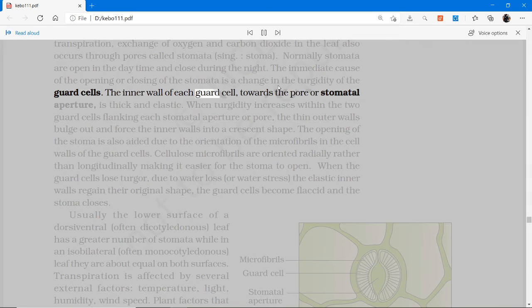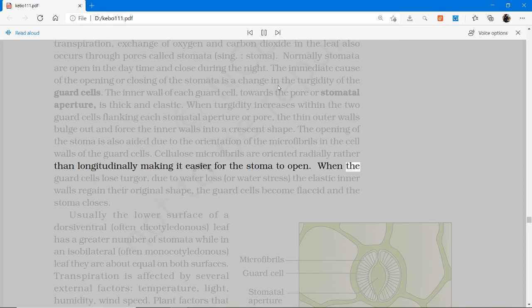The inner wall of each guard cell, towards the pore or stomatal aperture, is thick and elastic. When turgidity increases within the two guard cells flanking each stomatal aperture or pore, the thin outer walls bulge out and force the inner walls into a crescent shape. The opening of the stoma is also aided due to the orientation of the microfibrils in the cell walls of the guard cells. Cellulose microfibrils are oriented radially rather than longitudinally, making it easier for the stoma to open.